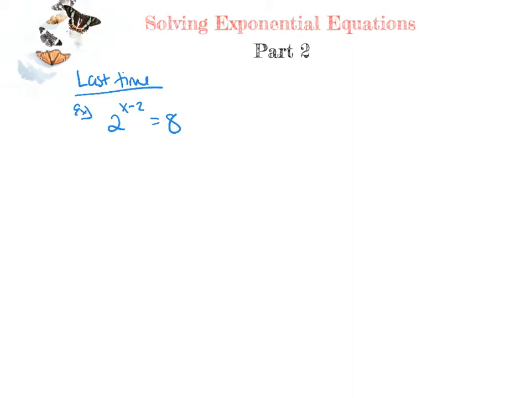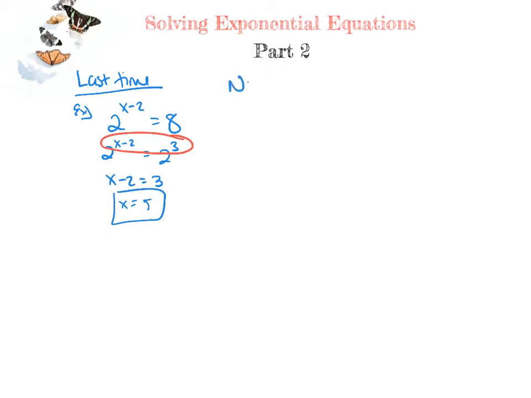What was terrific about this is we could write both sides with a base 2. So we could write 2 to the x minus 2 equals 2 to the 3. Since they're both base 2's, the only way that can be equal is if the exponents are equal to each other. So we can just say x minus 2 equals 3, which means x equals 5.